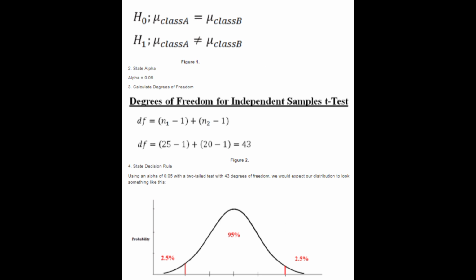Third example. First is to define the null. Next is to state the alpha, which is 0.05. Then calculate the degrees of freedom. The formula is n sub 1 minus 1 plus n sub 2 minus 1. Then we substitute: 25 minus 1 plus 20 minus 1 is equal to 43. Then we will state the decision rule.